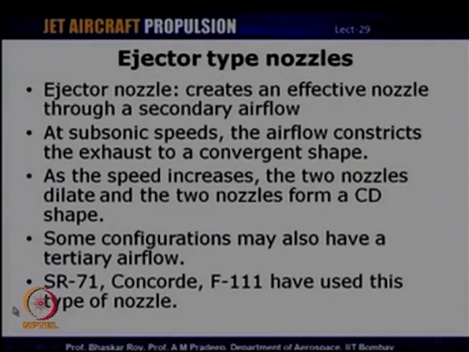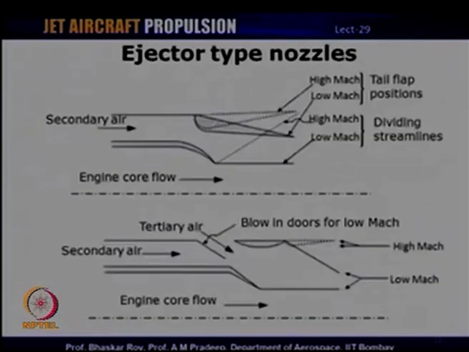So, these are different supersonic aircraft which had ejector type of nozzle configuration. So, what does an ejector type nozzle look like? Now, these are two types of ejector nozzles which have been used. One is a nozzle configuration which has just one secondary air. The second one has a tertiary air as well.